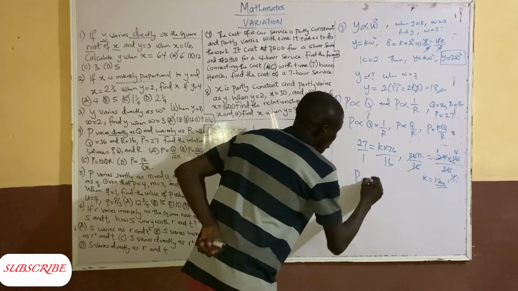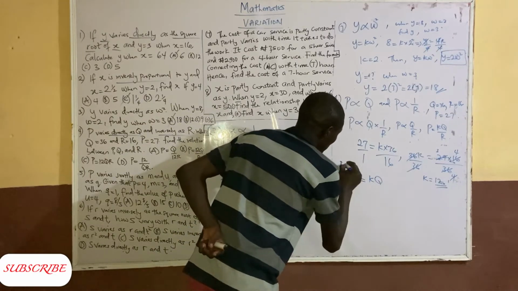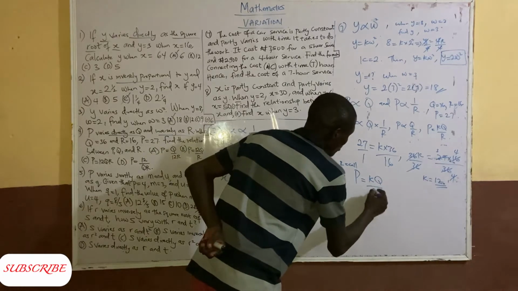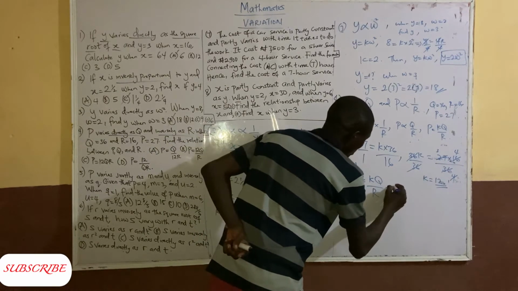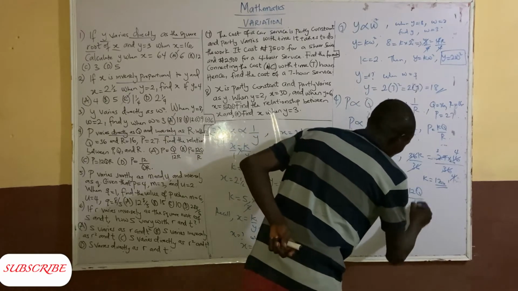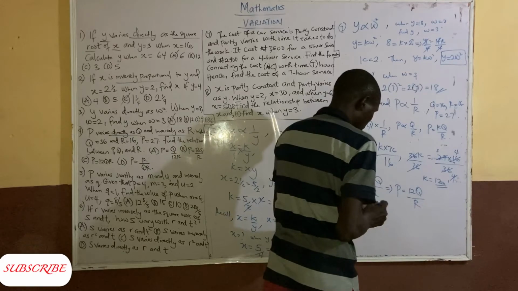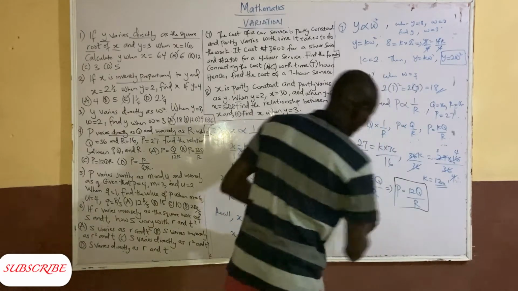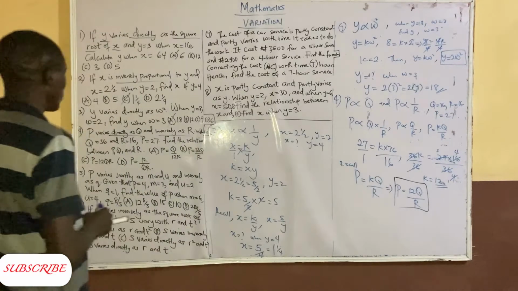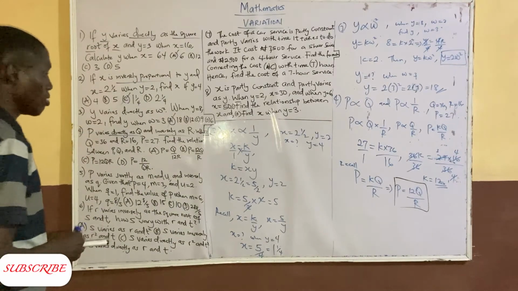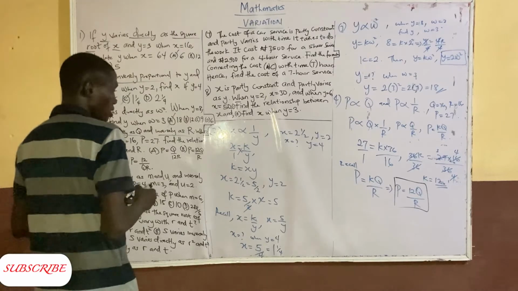So from your relation, you have KQ, the relation is what? P equal to KQ over what? R. Now that your K is equal to 12, we now have P equal to 12Q over R. So this is your final answer. P equal to 12Q over R. Option what? B. As simple as that.